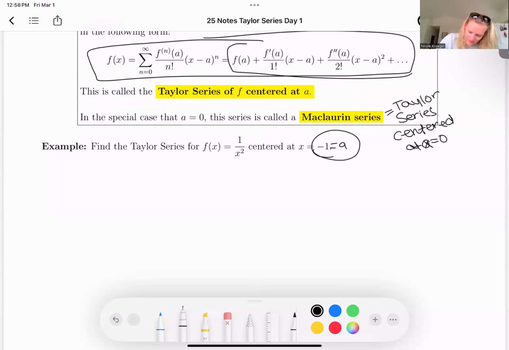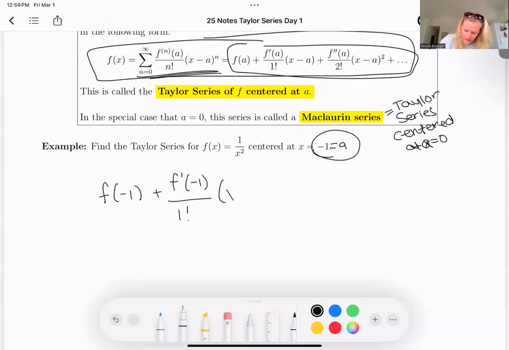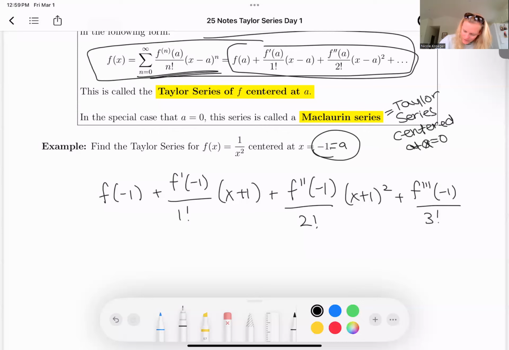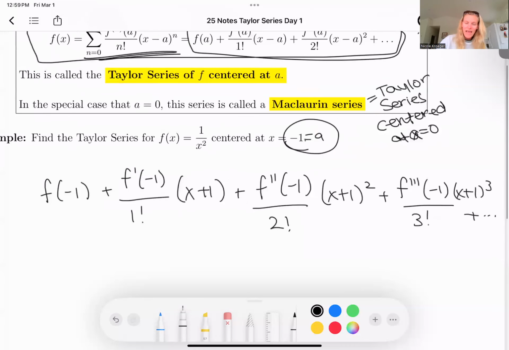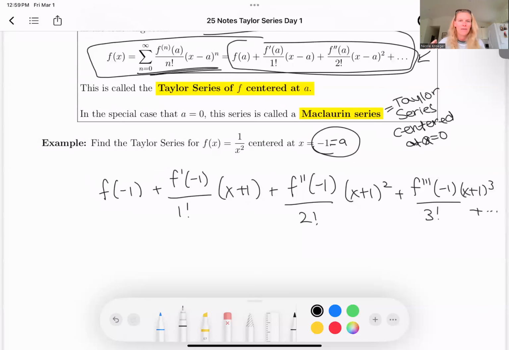So I'm going to use this notation over here instead of the summation notation. So we're going to have f of -1 plus f prime of -1 over 1 factorial, x minus -1, so that's going to be x plus 1, plus f double prime of -1 over 2 factorial, x plus 1 squared, and let me do the third term as well, the third derivative at -1 over 3 factorial, x plus 1 cubed, and we're going to keep going with this. Okay, so all I did was replace the a's in this equation up here with -1s.